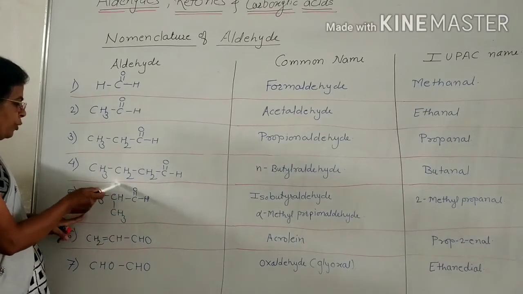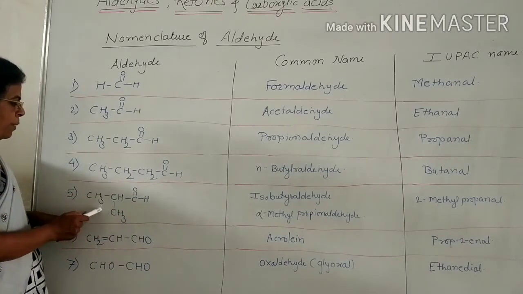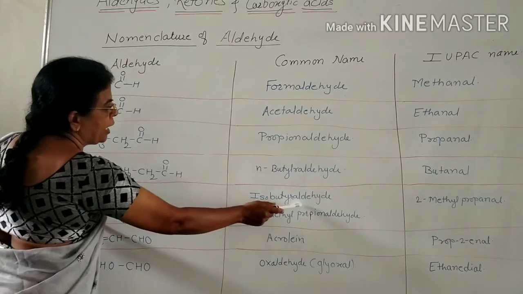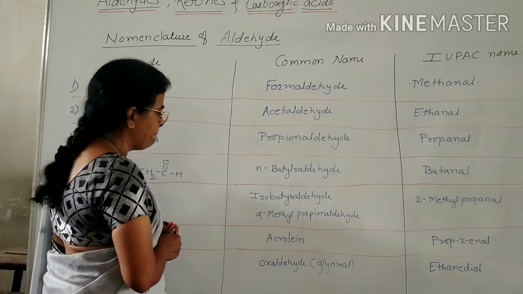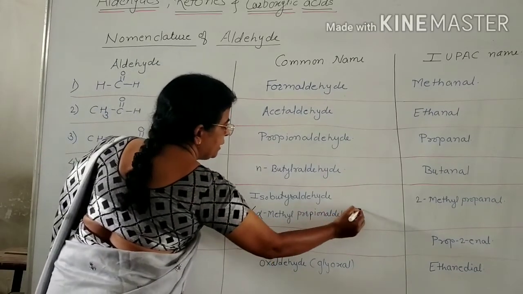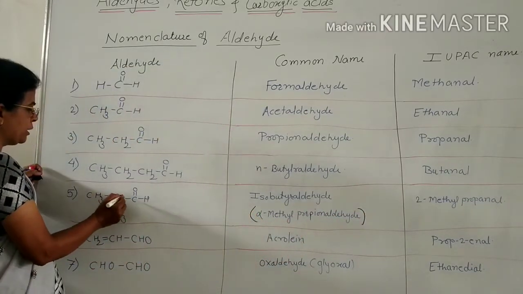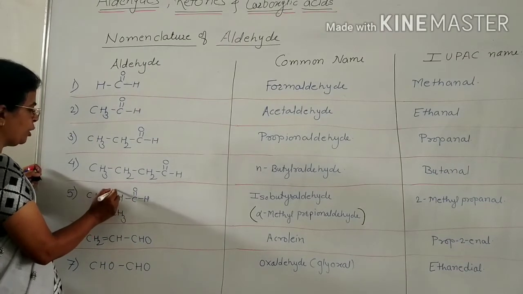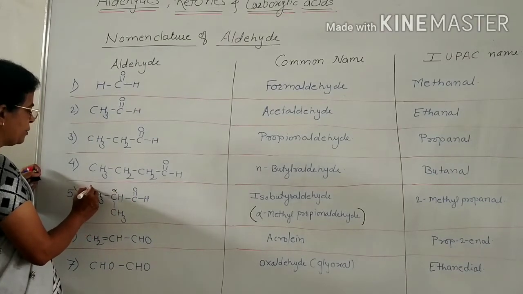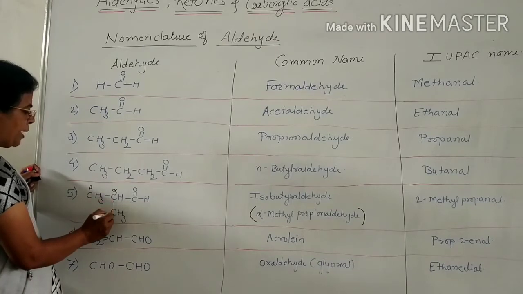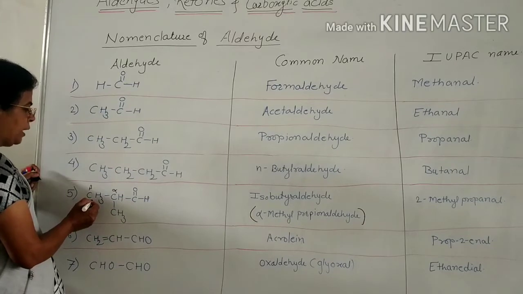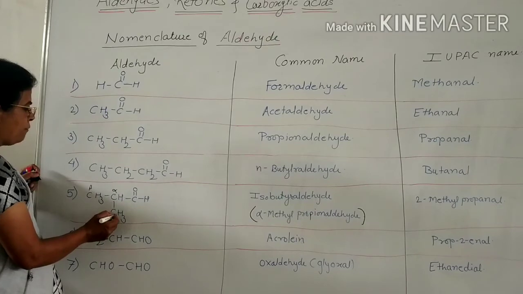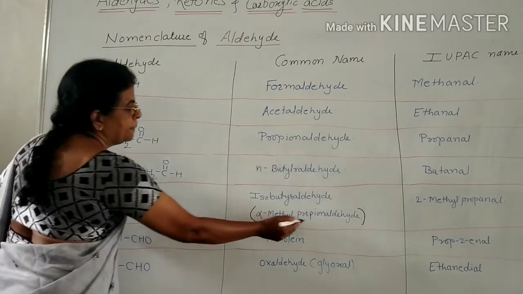Now fifth example, (CH3)2CH C double bond O H. This is an isobutyryl group, therefore the common name of this compound is isobutyraldehyde. We can also give a second common name like this. The carbon atom which is bonded to the carbonyl group is called the alpha carbon atom and this is the beta carbon atom. At the alpha carbon atom there is a methyl group. Here there are 3 carbon atoms in a straight chain. Therefore the common name of this aldehyde becomes alpha-methyl propionaldehyde.